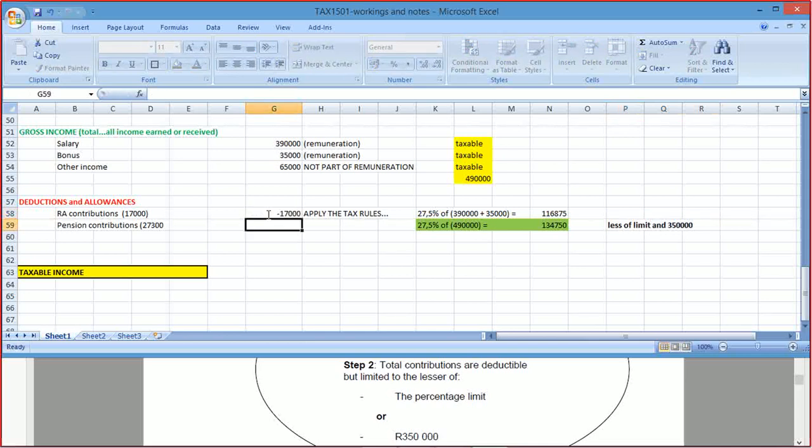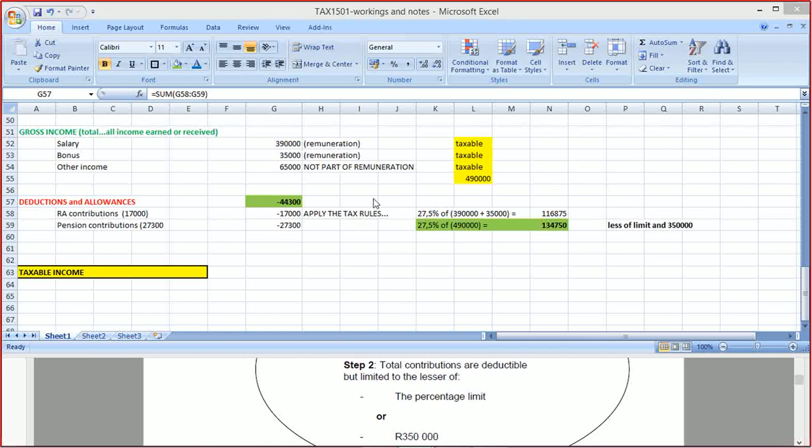So how much were her contributions? Minus 17,000 here and minus 27,300 there. If I add those two amounts together, I get 44,300. Is the total more or less than this figure? It's less. 44,300 is less than 134,750, right? Yeah. So can she claim all of that? Yes, she will.